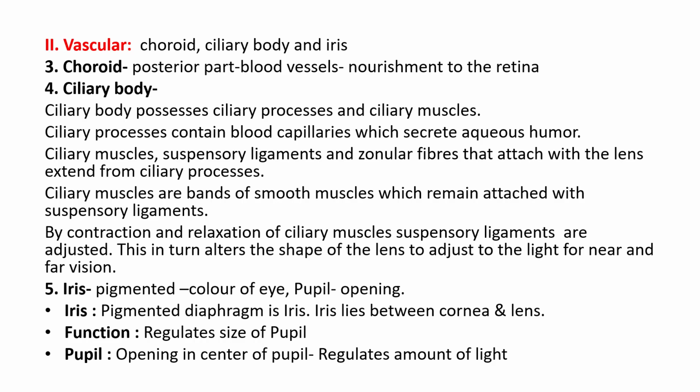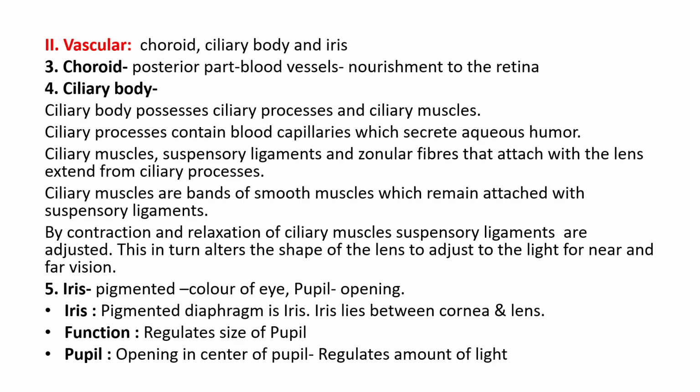Ciliary muscles are bands of smooth muscles which remain attached with suspensory ligaments. By contraction and relaxation of the ciliary muscles, the suspensory ligaments are adjusted, and these in turn alter the shape of the lens to adjust to the light for near and far vision.